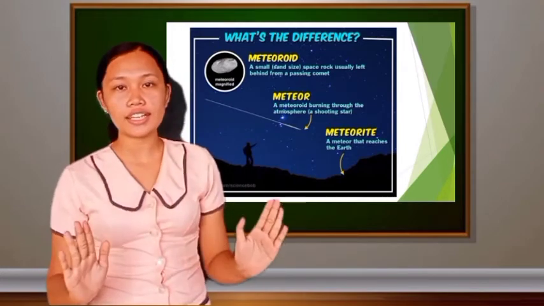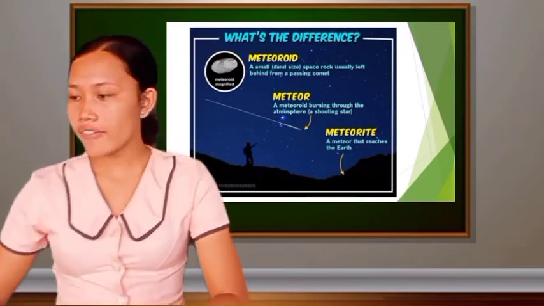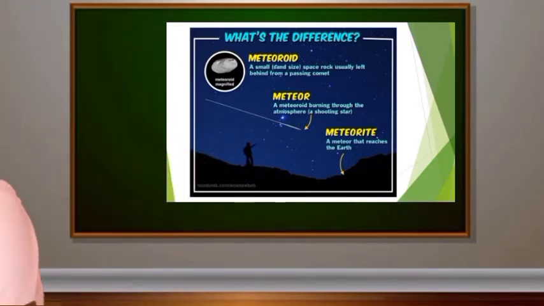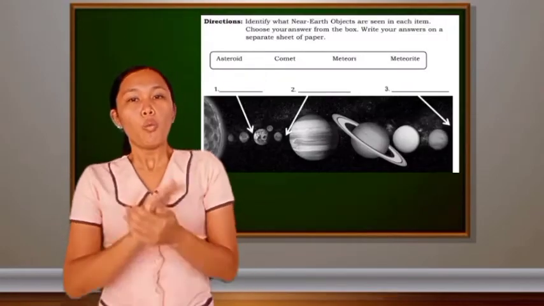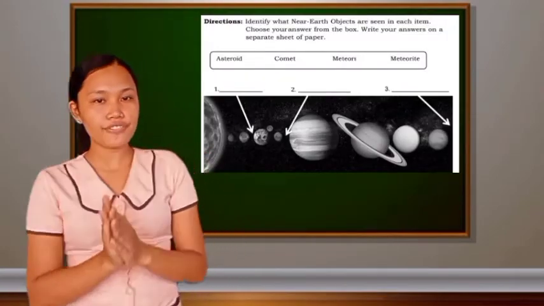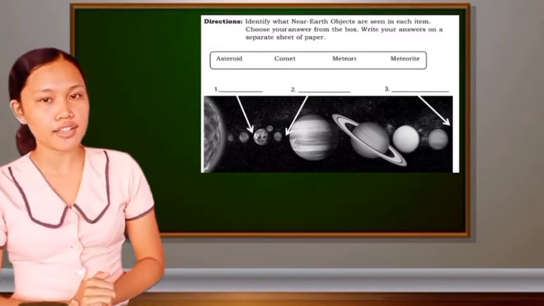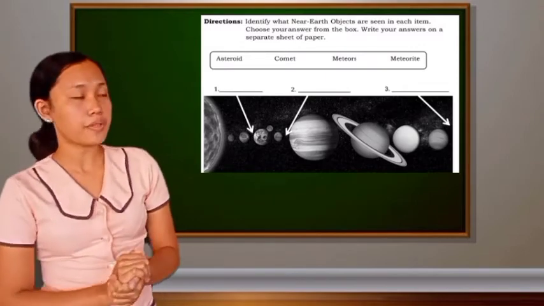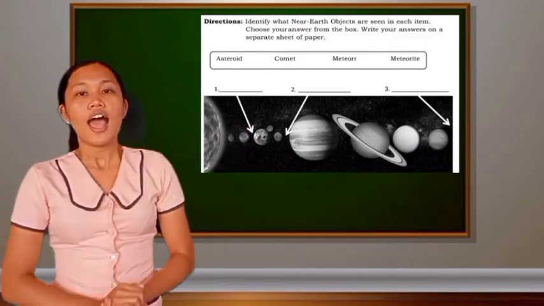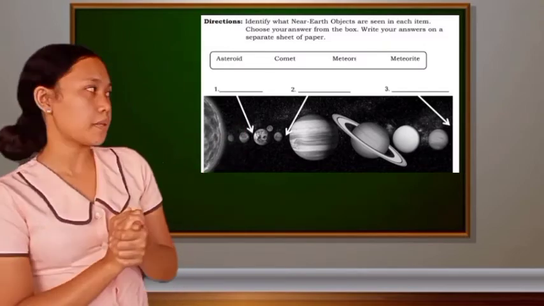Although meteors and comets both create bright trails through the night sky, they are completely different. So I have here a picture or illustration of the solar system. What you are going to do is to identify what near-Earth objects are seen in each item. You can choose your answer from the box. Okay? And I'll give you 1 minute to analyze the picture.